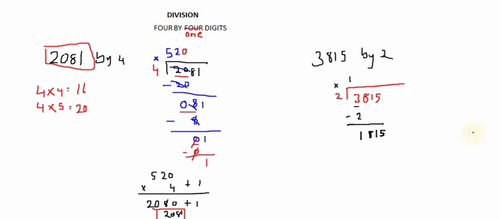Now let's do this. So let's have this, now that we have 1815. Now let's pick the first number here. 1, we can't get 2 in 1. So what do we do next? We extend it. We extend it to what? 18. Now 18 divided by 2. By estimation, 2 goes into 18 9 times. So we put our 9 up here. Then we say 9 times 2 will give us what? 18 down here.